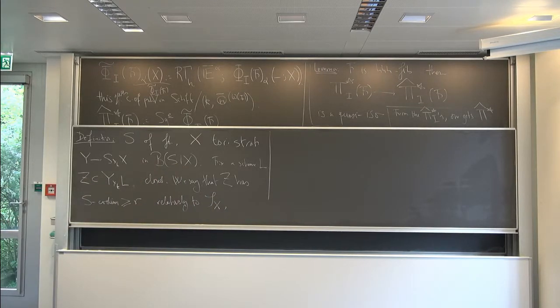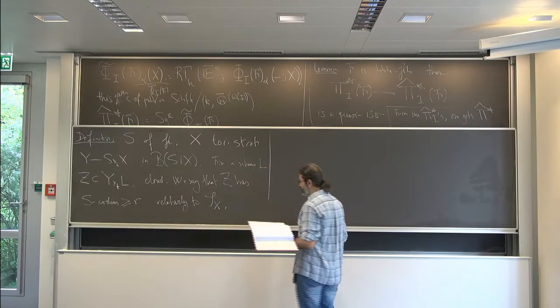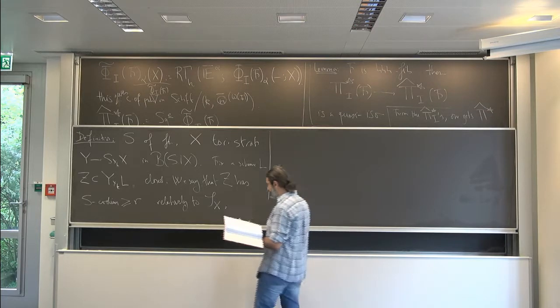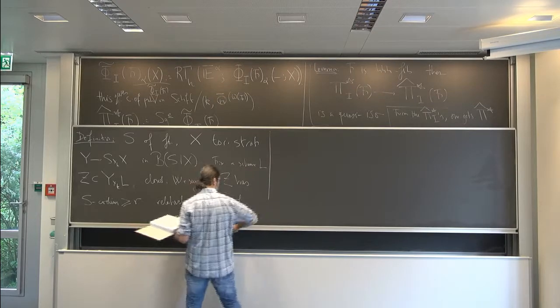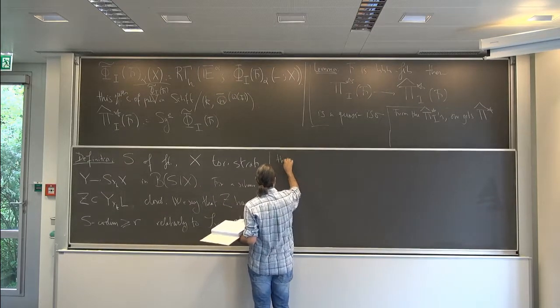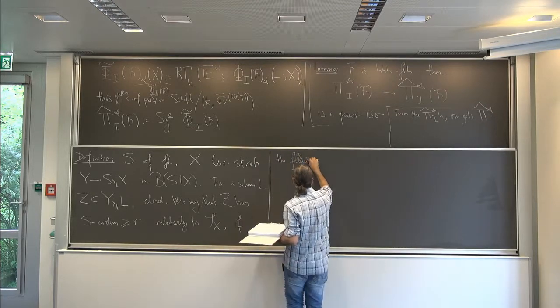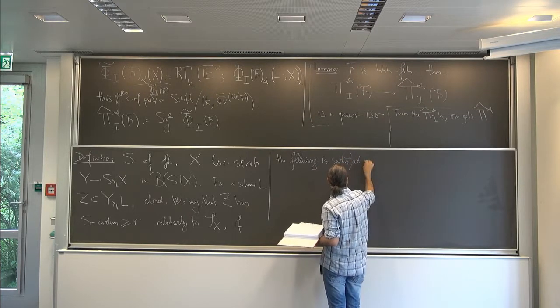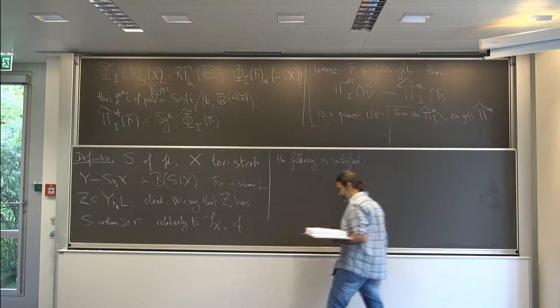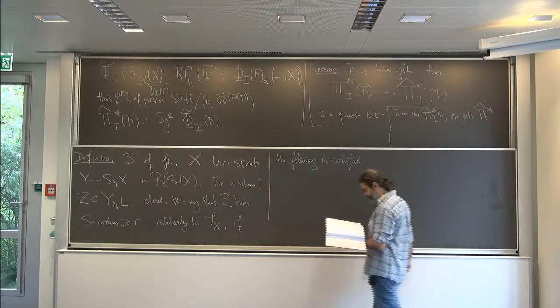I mean, in this situation there's only one stratified scheme, which is X. I didn't define stratification on S nor on Y. So we say that it has codimension bigger than r relatively to S_X if the following condition is satisfied. Okay, let me say what the condition is. Now the condition is the following.